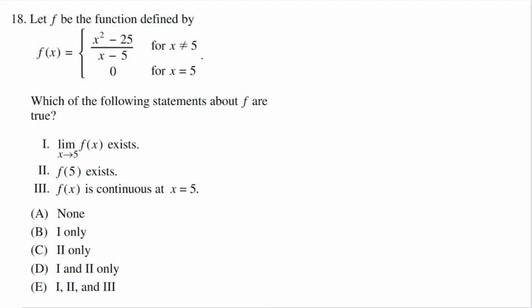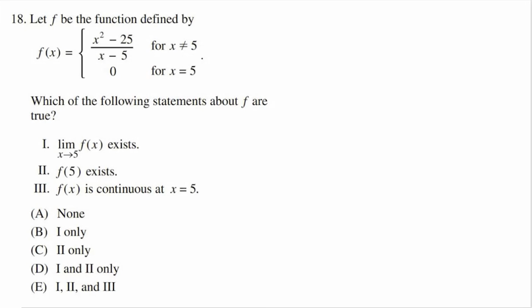Number 18 says, let f be the function defined by that piecewise function. Which of the following statements about f are true? And then there are three statements about this function. One says that the limit as x approaches 5 exists. Two says f of 5 exists. And three says f of x is continuous at x equals 5.